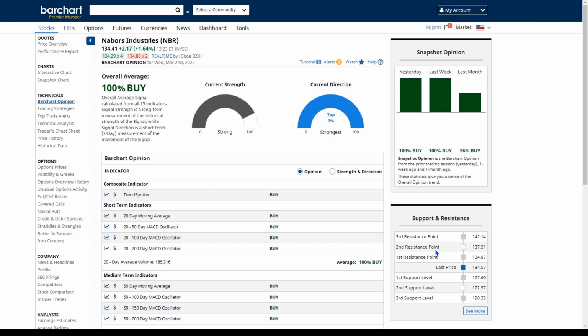Where would there be some potential support? Well, in this case, our first support level is at 127.60. All right, so 137.50, 127.60. That is our support and resistance. So let's go back to our chart.